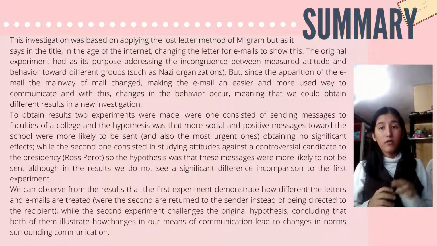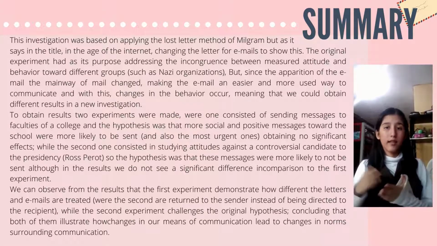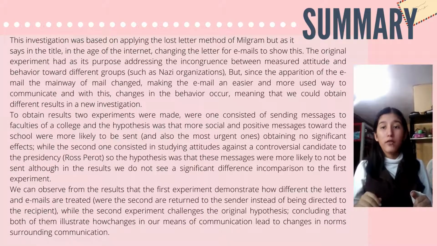Well, the second one consisted in studying attitudes against a controversial candidate to the presidency that in that time was Ross Perot. So the hypothesis was that these messages were more likely to not be sent, although in the result we do not see a significant difference in comparison to the first experiment. It was a difference of about 5% of the people, but it was not a significant difference to say that it was because of the variable or because of the candidate presidents.